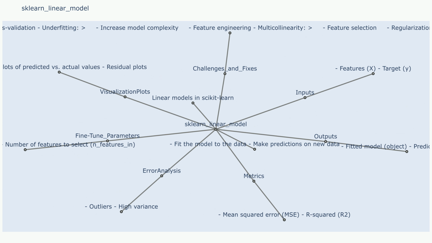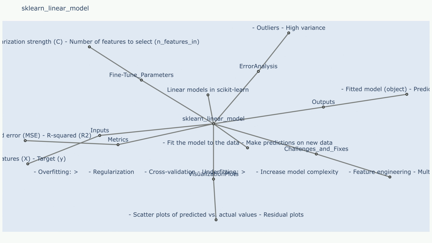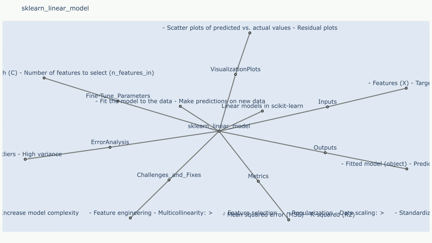Challenge 5: Outliers. Extreme values in the data can significantly influence model parameters and predictions. Sample use case that resulted in challenge 5: including data points with unusually high or low values in the dataset. Fixes to challenge 5. Data cleaning: remove or correct outliers. Robust methods: use linear models that are less sensitive to outliers, such as robust regression methods. Regularization: apply regularization to reduce the influence of outliers.